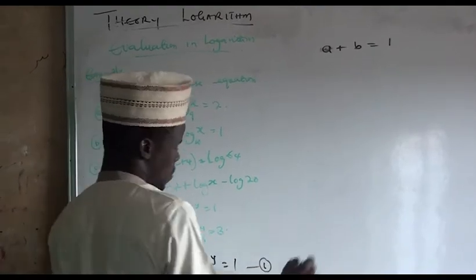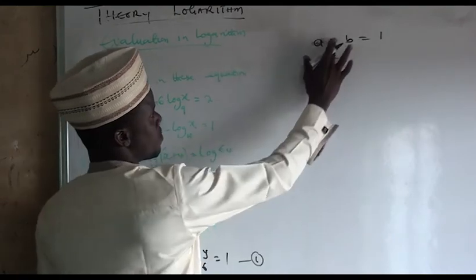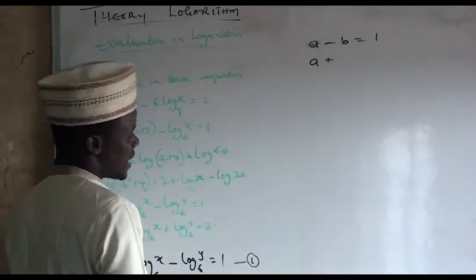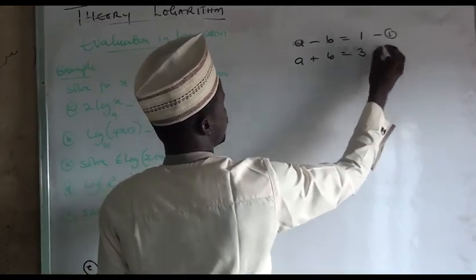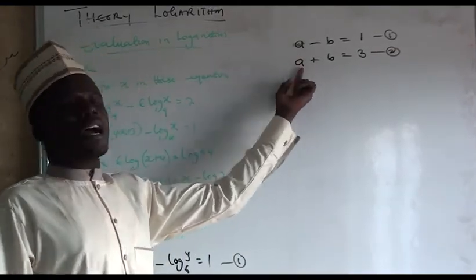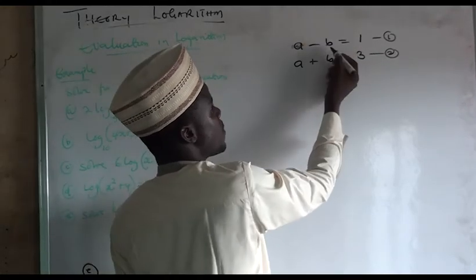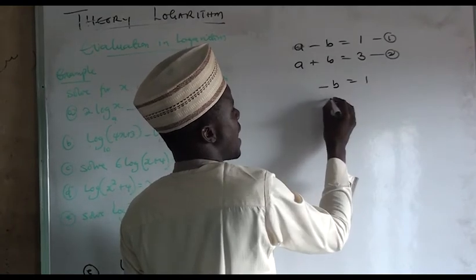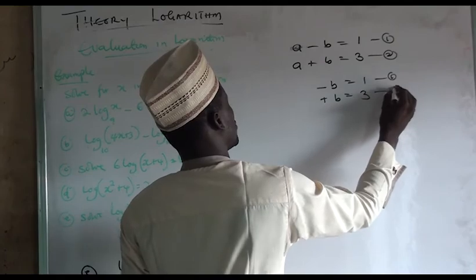Then here we have a minus b equals 1, and the second one is a plus b equals 3. This is equation 1, this is equation 2. So in this case, a and a have the same coefficient, so we can eliminate a. Here we have the remainder of minus b equals 1 and plus b equals 3.